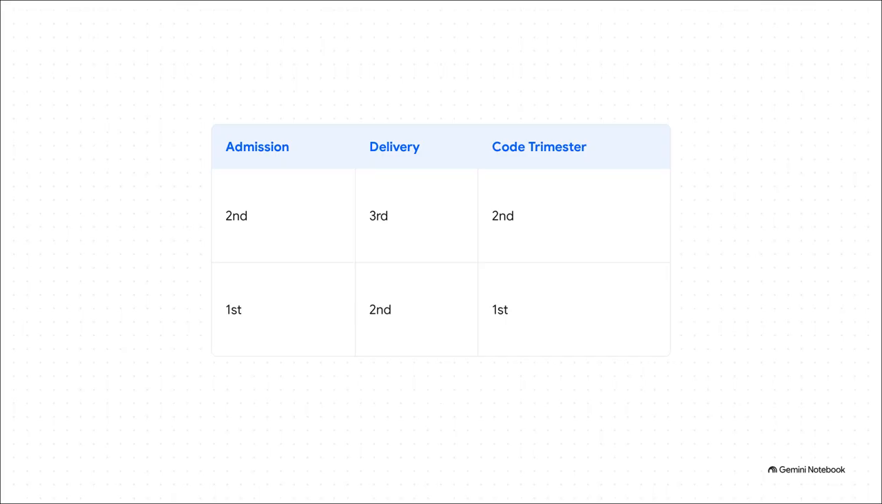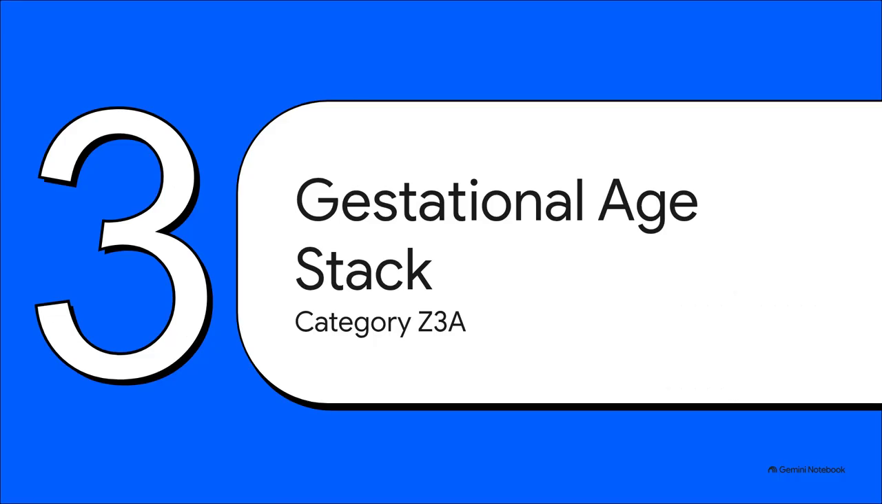Now, things get a bit tricky for inpatient stays that cross trimesters. Say a patient is admitted for a complication in her second trimester, but she actually stays in the hospital and doesn't deliver until her third trimester. What do you do? Well, the CMS rule is incredibly specific here. You must assign the code based on the trimester when the complication developed. That means you code the trimester upon admission, never, ever the discharge trimester. All right, let's tackle Section 3, Gestational Age Stacking Codes, specifically Category Z3A.